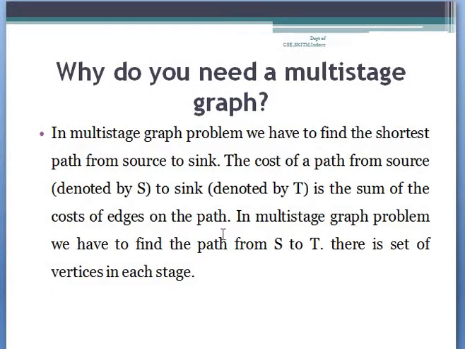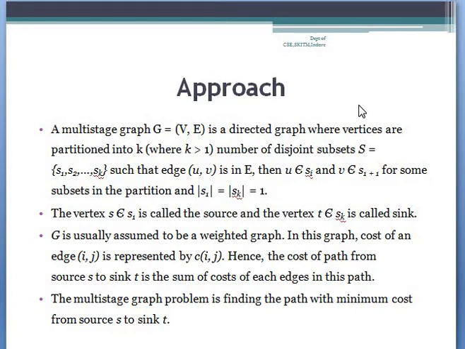In the multi-stage graph problem, we have to find the path from the source to the sink node. There is a set of vertices in each stage. So the approach that we are using: we have a multi-stage graph, a directed graph where the vertices are partitioned into k stages. It should be greater than 1; in the introduction slide I said it should be greater than or equal to 2. It's one and the same thing.